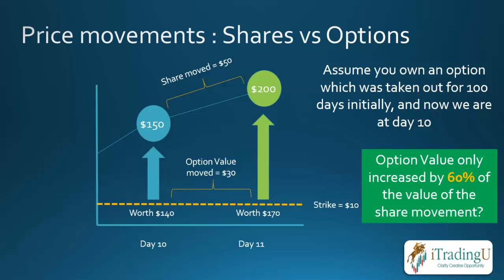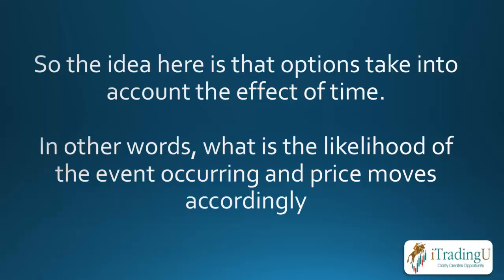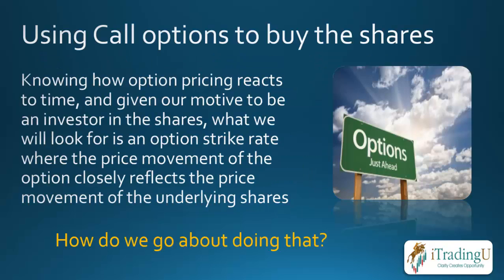Now that still is a lot of value in terms of movement, and that is something we'll bank on when we start looking at the strategies itself. So the idea here is that options take into account the effect of time. So in other words, what is the likelihood of this event occurring, and how much time do we have left before the option needs to be exercised or not?